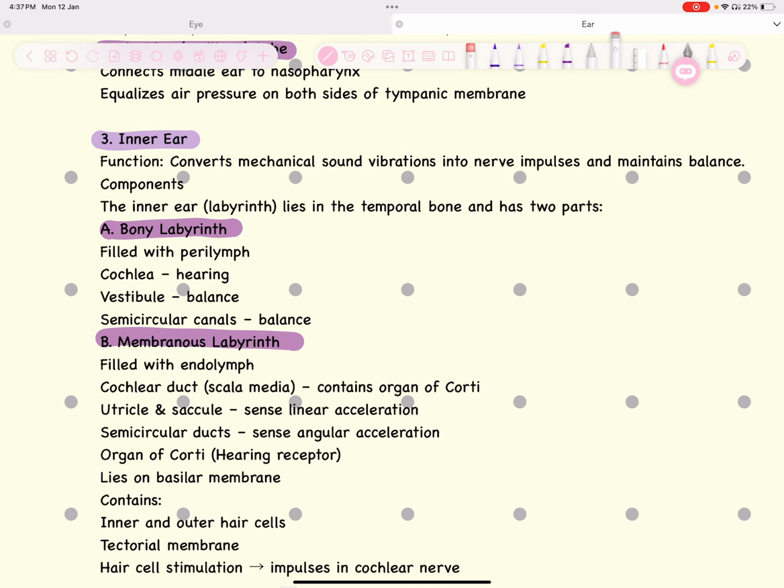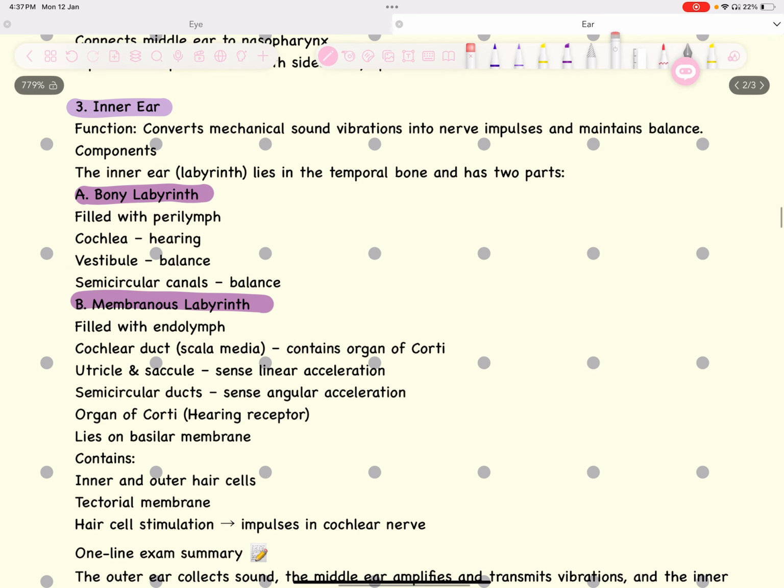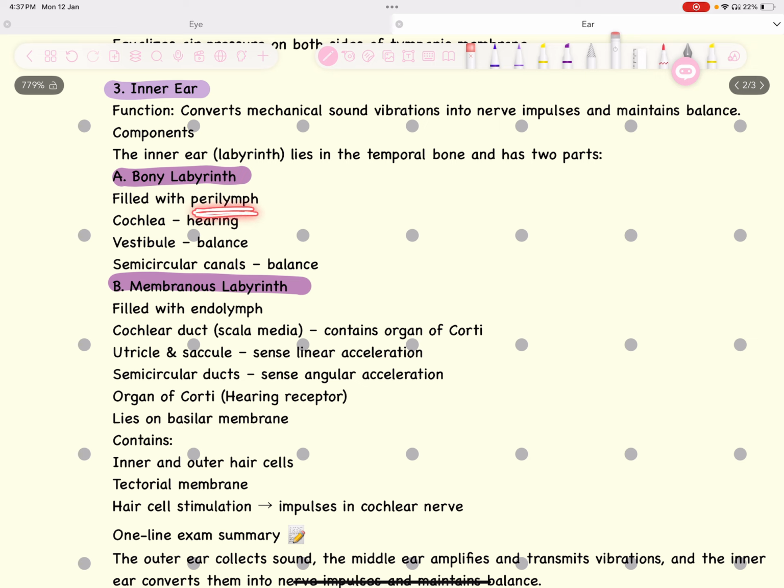Components of the inner ear are, so inner ear labyrinth, it lies in the temporal bone. So you can see inner ear, it is lying in the temporal bone. It has a bony labyrinth and a membranous labyrinth. Bony labyrinth is filled with the perilymph and membranous labyrinth is filled with the endolymph. So BP: bony is filled with the perilymph and membranous is filled with the endolymph. ME and BP. Right? So for example, ME have BP. Like that you can remember. Membranous with endolymph, bony with the perilymph.